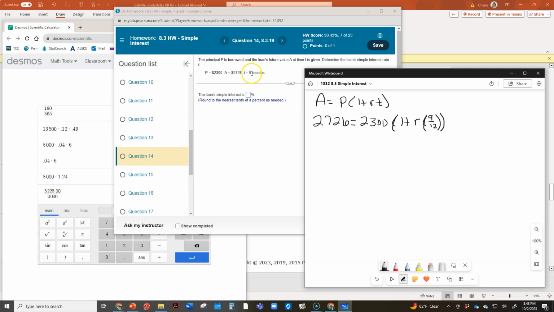Remember, interest rates are usually given as annual interest rates. So I need to convert those 9 months into a year. That's why I did over 12. So I'm going to do the same thing I did a while ago. I've got to get rid of this, so divide both sides by 2,300.